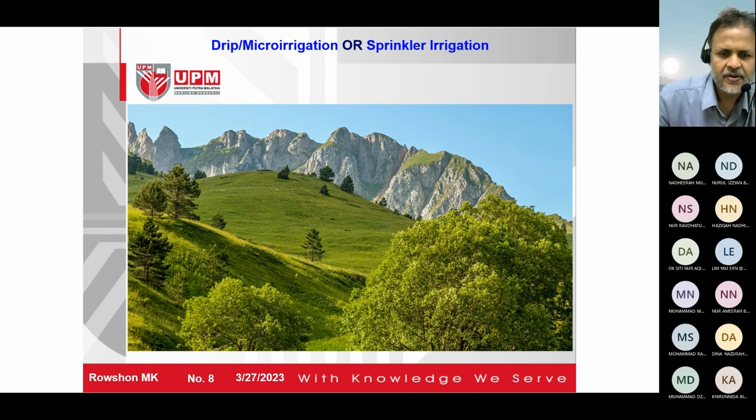This is the place we will install. Maybe we can have a pipeline like this. We just run the pipeline like this. Every place we have an emitter here, an emitter here, an emitter here. Then when we run the pump, maybe our pump is somewhere here or anywhere, the water is coming and it will drop, just drop by drop. Drop means like this. This is called drip.